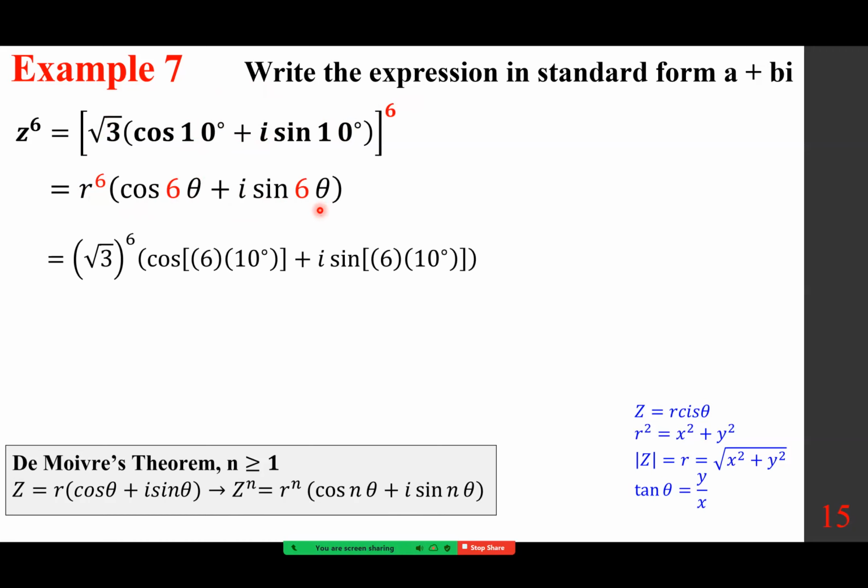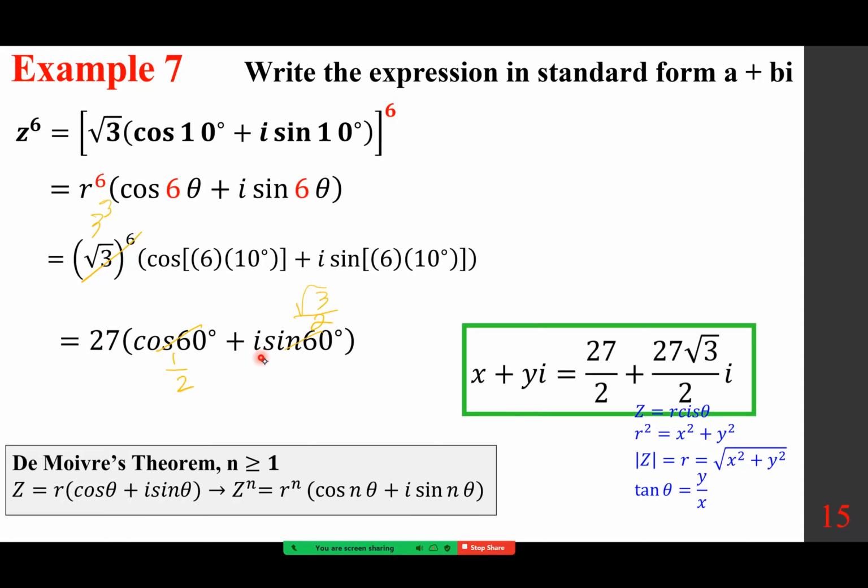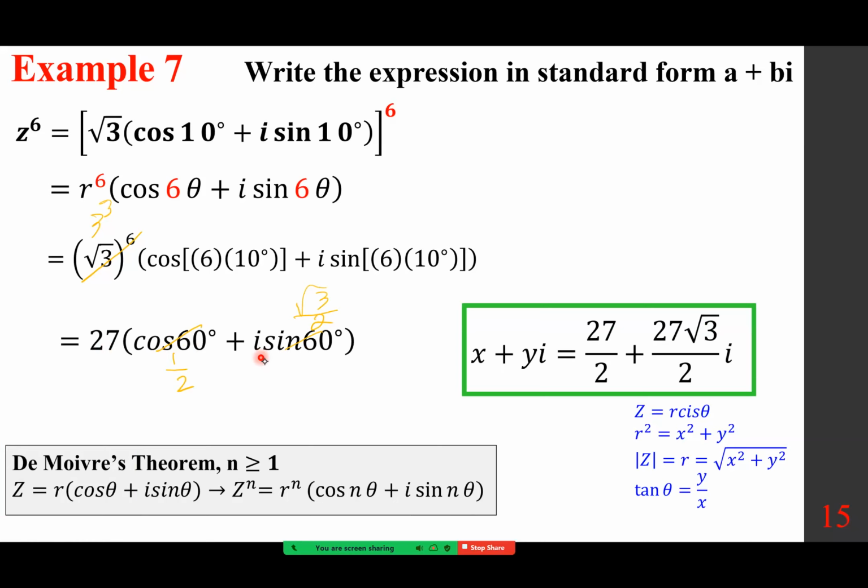As you know, this is the same as 3 cubed, which makes it 27. Cosine of 60 plus i sine of 60. Cosine of 60 is 1/2. Sine of 60 is square root of 3 over 2. So multiplying by the 27, you get 27/2 plus 27 square root of 3 over 2 i. You can put the i in front or in the back. Makes no difference.